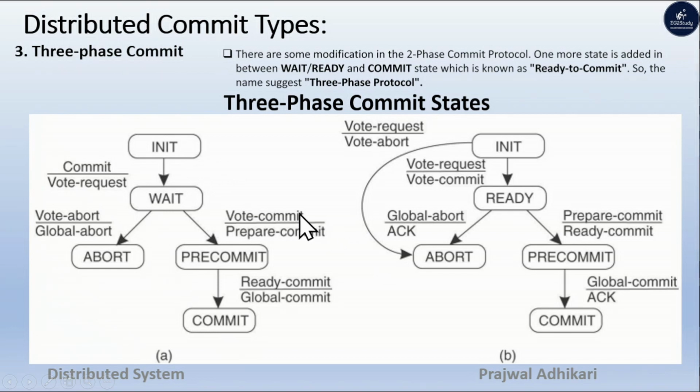This is also the same as the two-phase commit protocol states, but the only difference is that here one more state is added in between wait and commit, that is pre-commit on the coordinator, and in participants there is one more state in between ready and commit, that is pre-commit. This is the working mechanism of the three-phase commit protocol.